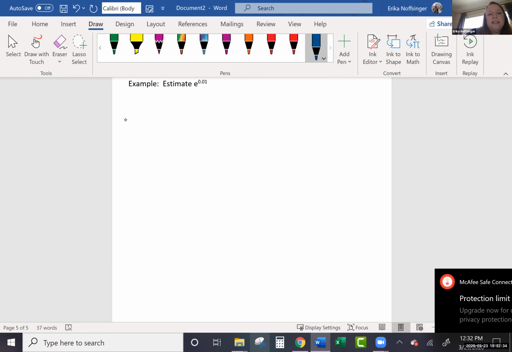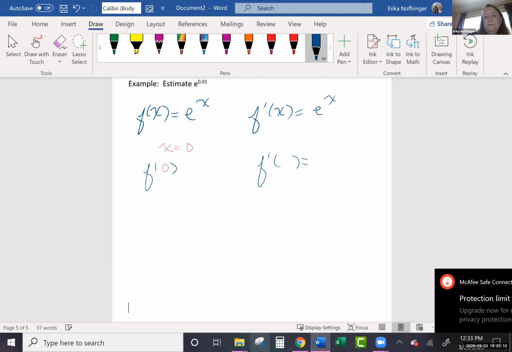So let's choose f of x to equal e to the x. Well, if you remember that derivative, then it's probably the easiest one ever. It's just itself, e to the x. If we choose a number close to 0.01, it's 0. And so the derivative at 0 and f of 0, same thing, which is 1.